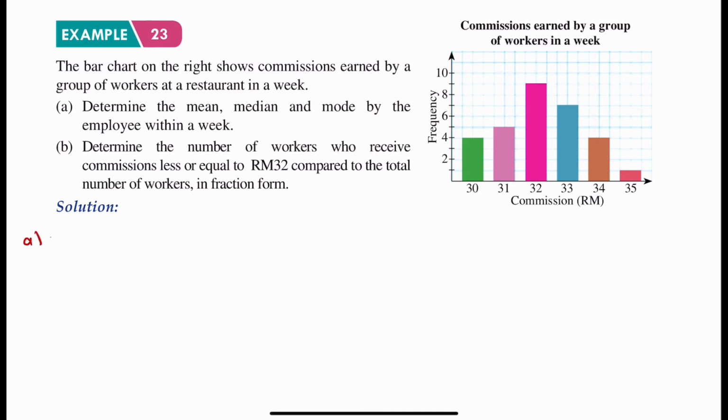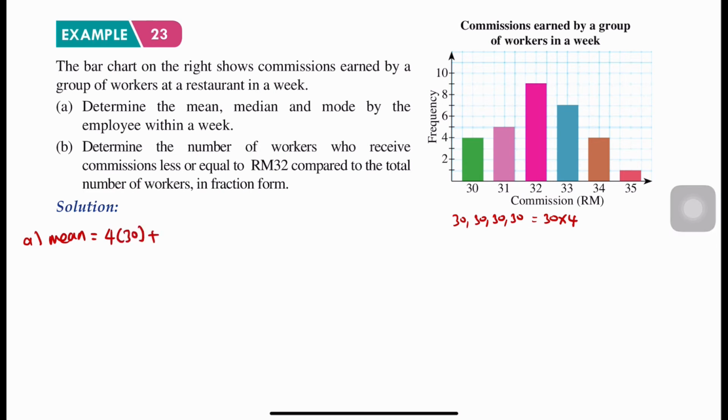The first one, kita kira mean. Now look at the first bar. The commission is 30 ringgit, frequency is 4. Maksud dia ada 4 orang yang dapat commission 30. So maksud dia macam ni lah, 30, 30, 30, 30. Yang ni sama juga dengan 30 darab 4, betul? So 30 times 4. Itu yang kita akan buat.